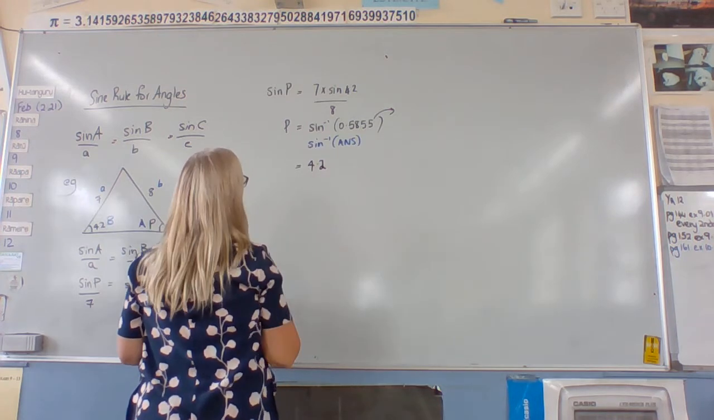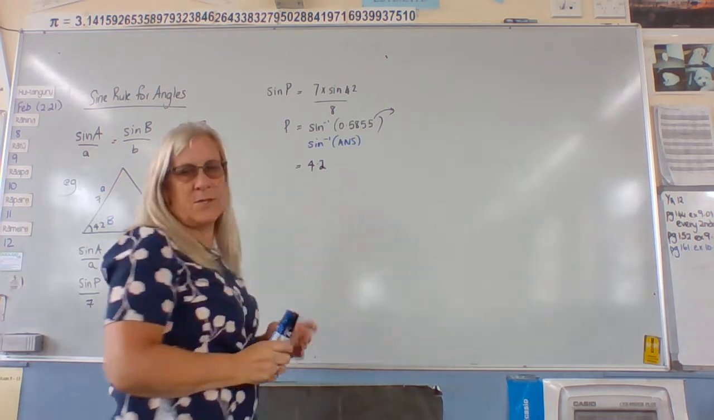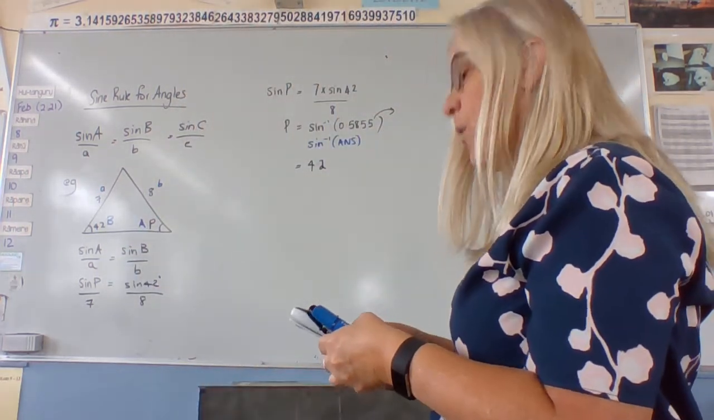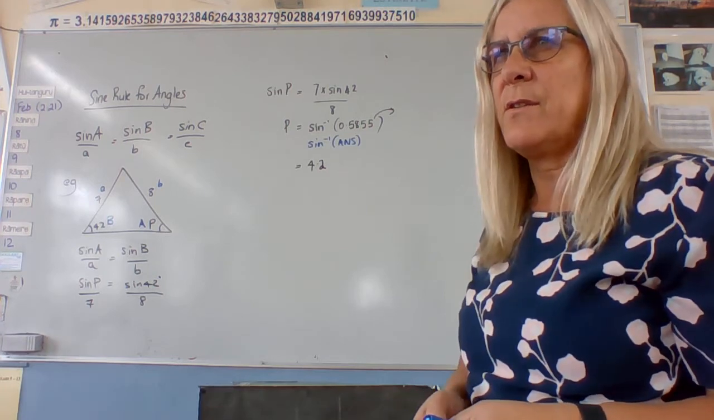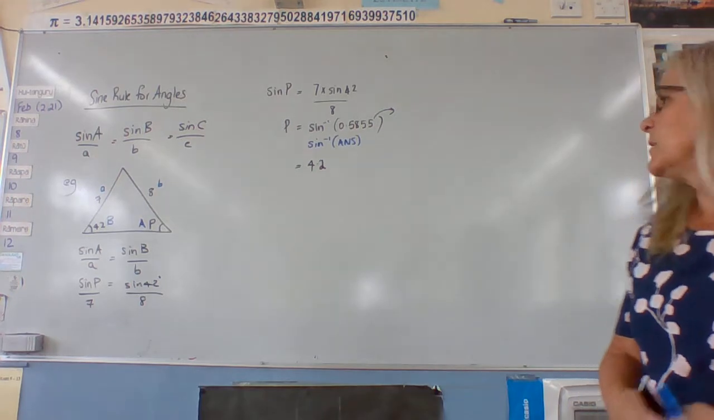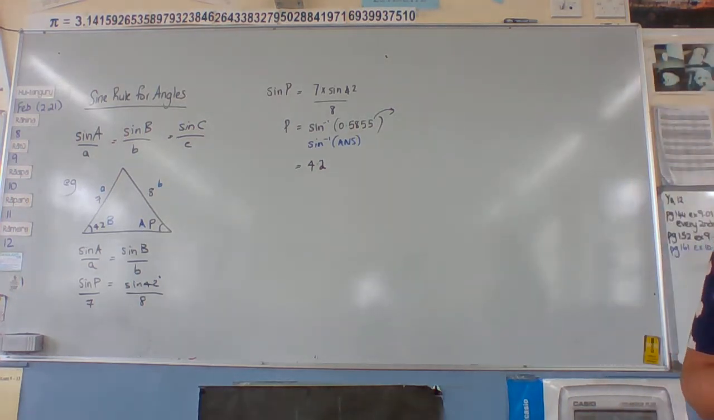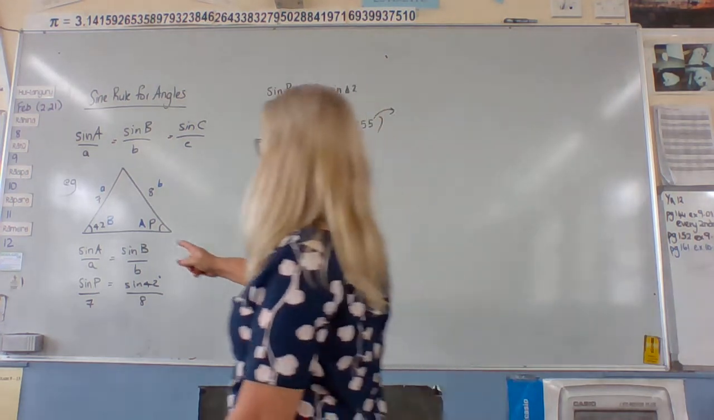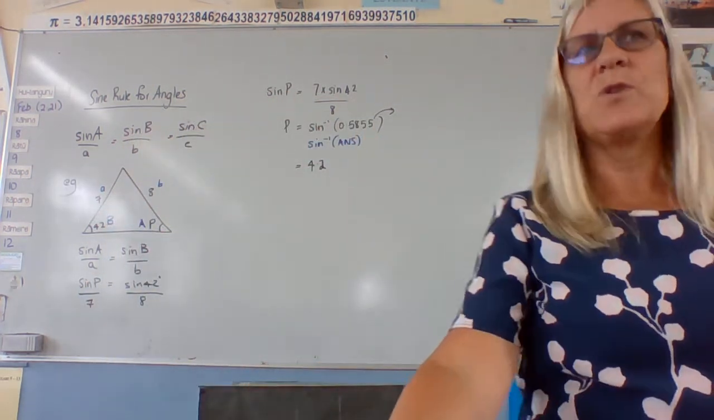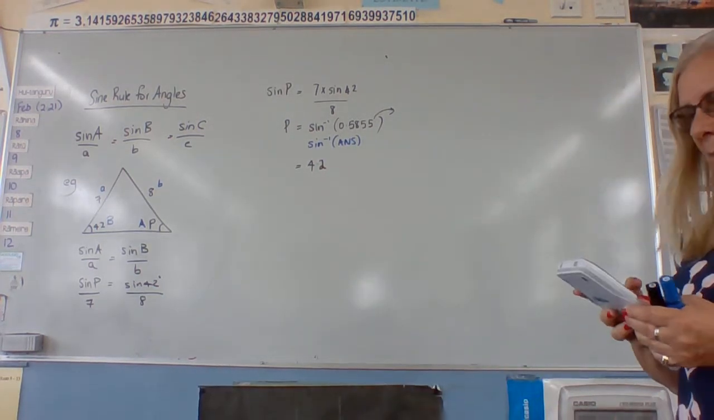Oh no. What's gone wrong there? Why do I know something's wrong, guys? I'm about to write that the angle is 4.2 degrees. Does it look like it's going to be 4.2? If 78 is opposite 42, the likelihood is that it's going to be around about 40 something. So I've done something wrong in my calculator.